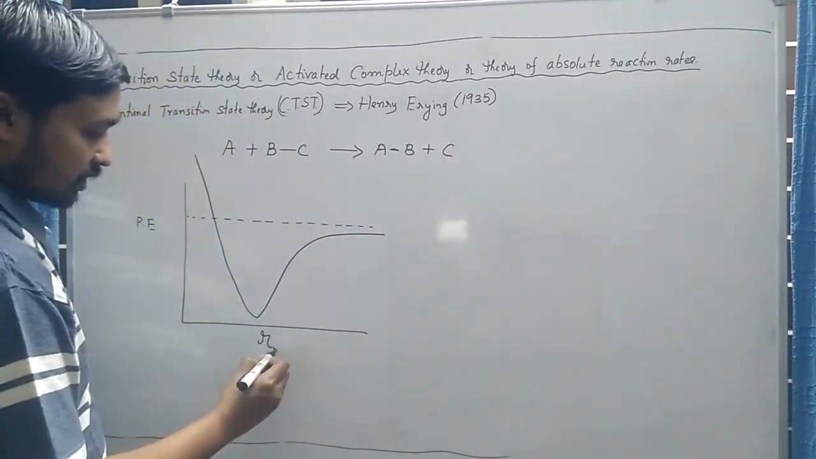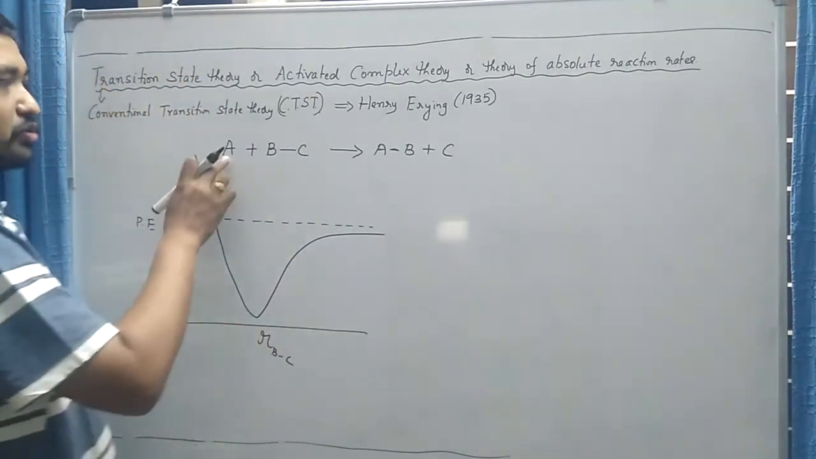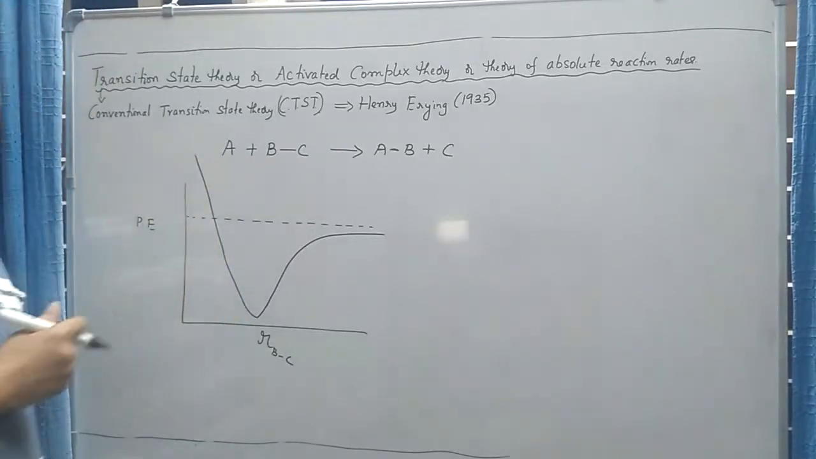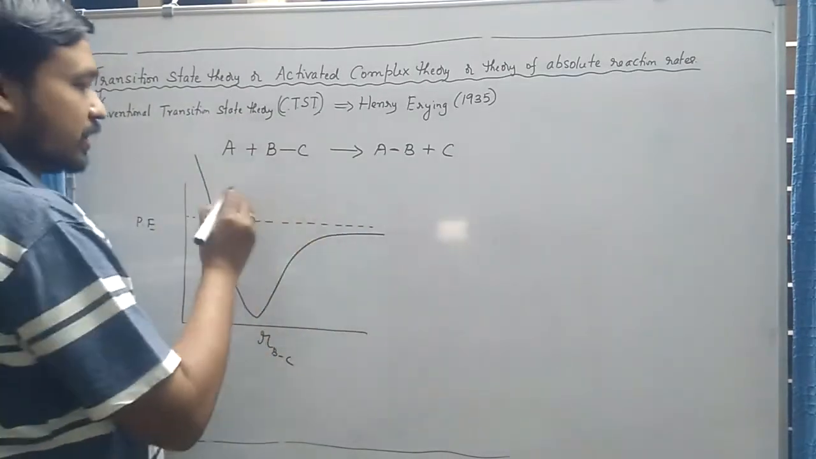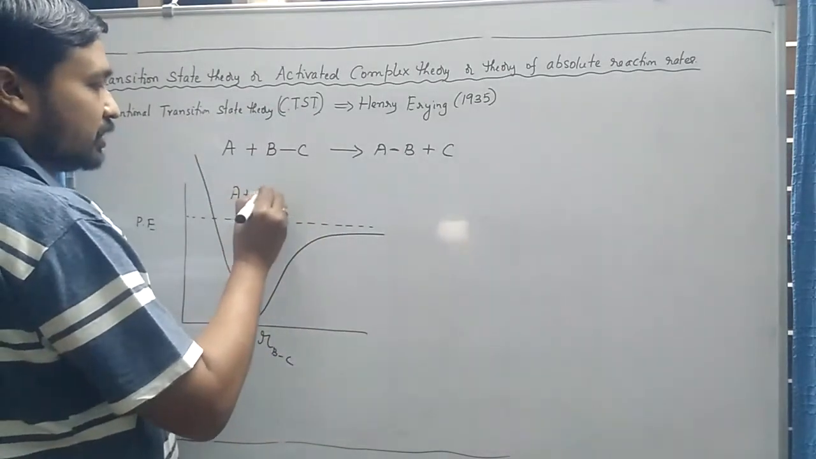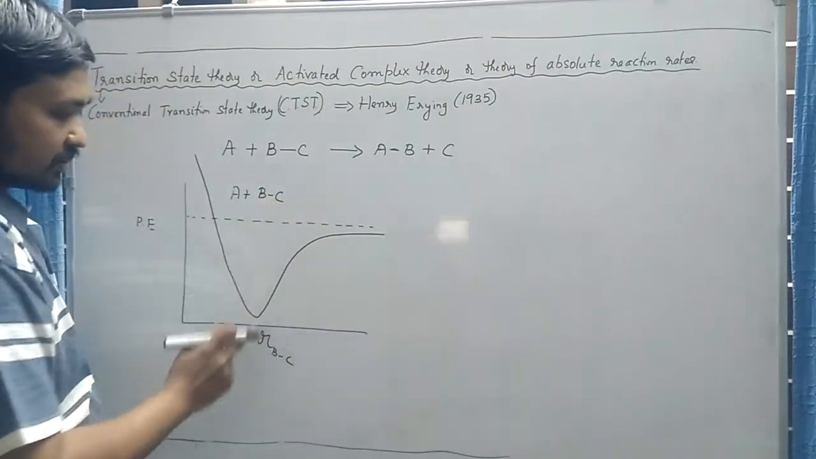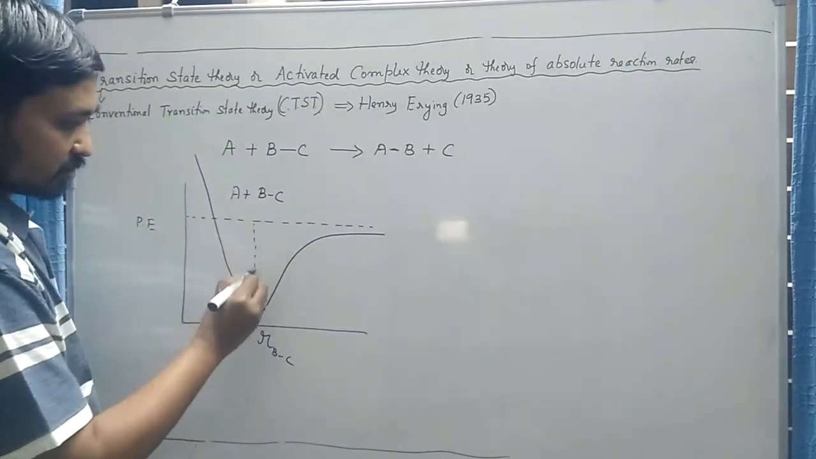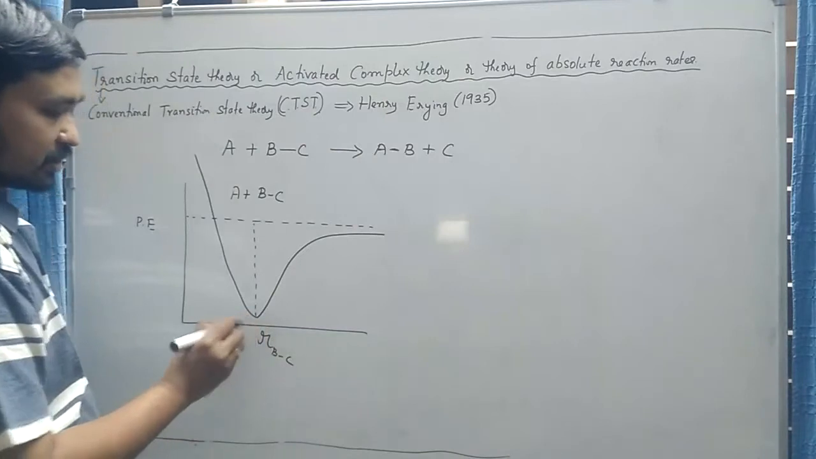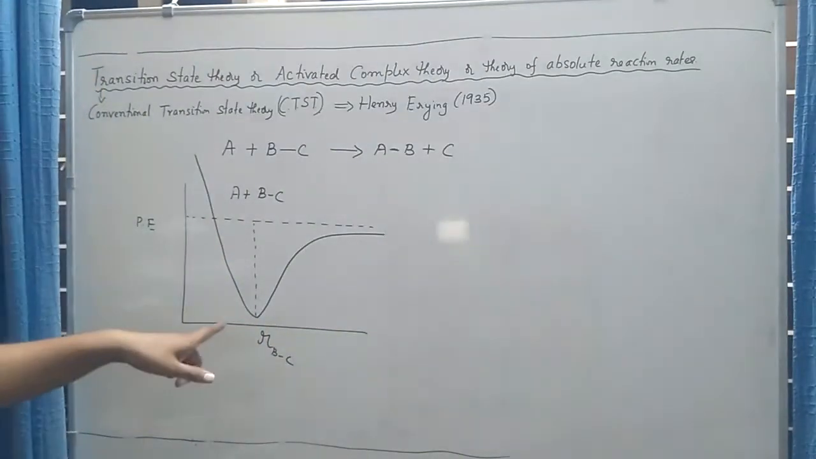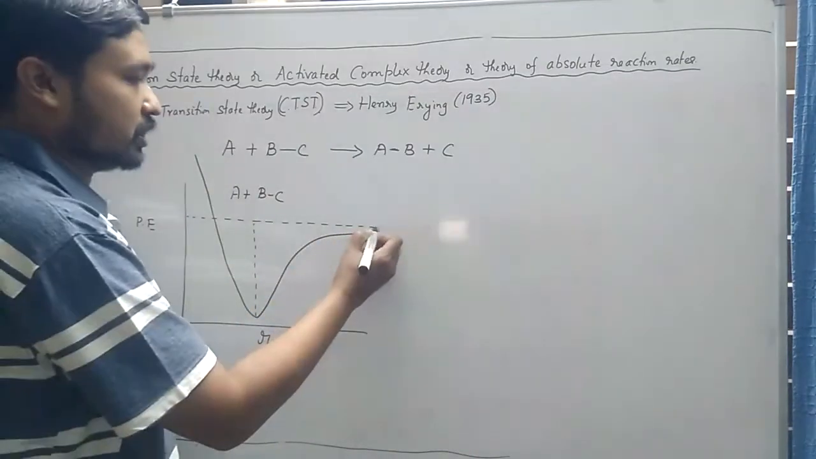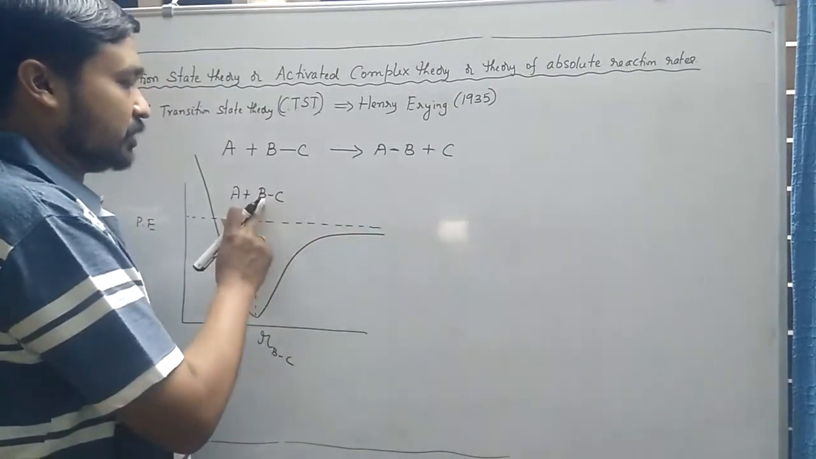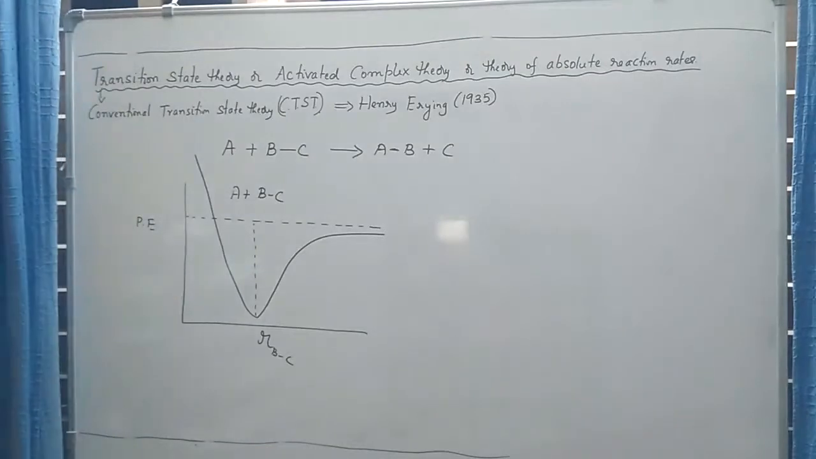So this is RBC, and we'll assume that the potential energy of A is 0 because it is an individual atom. Its potential energy is equal to 0. So this potential energy diagram represents A plus BC, where this minimum potential energy corresponds to the bond length in BC. And this particular point represents a point where B and C are infinitely separated.